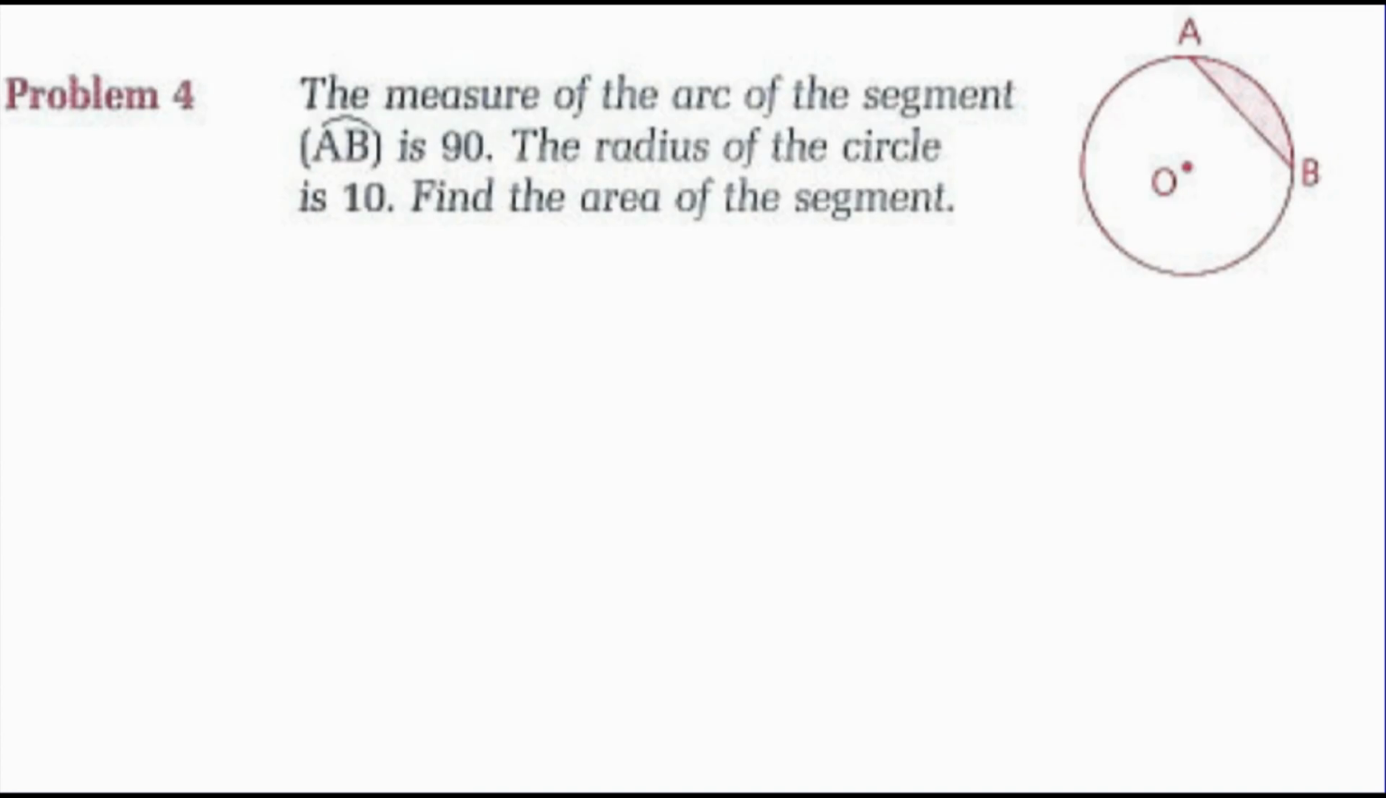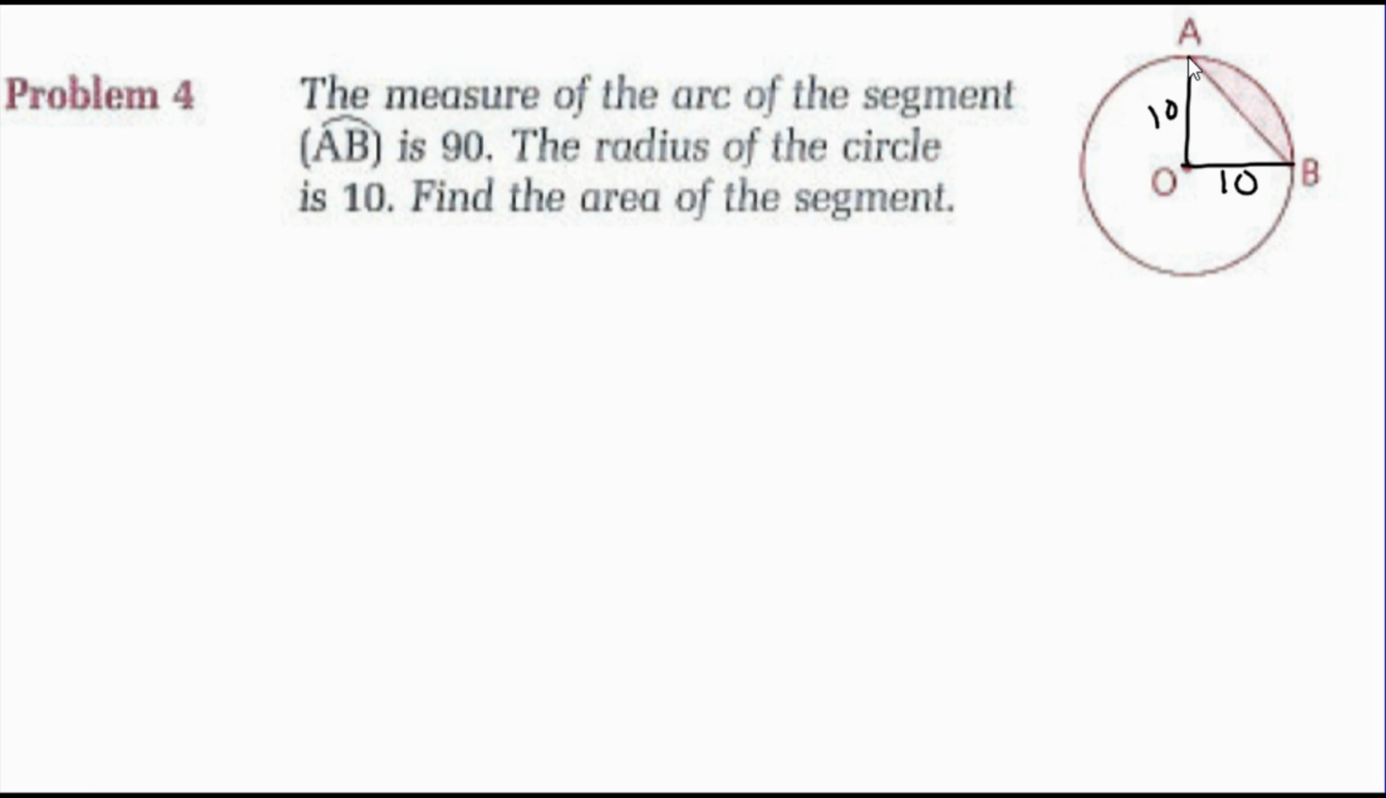Problem 4. The measure of the arc of the segment AB is 90. The radius of the circle is 10. Find the area of the segment. So remember, area of the segment is the area of the entire sector subtracted from the area of the triangle that we can create from the two radii that we can draw in. So if I draw in my two radii and label those both as 10, I can see that I have this whole sector and then the new triangle that I created.